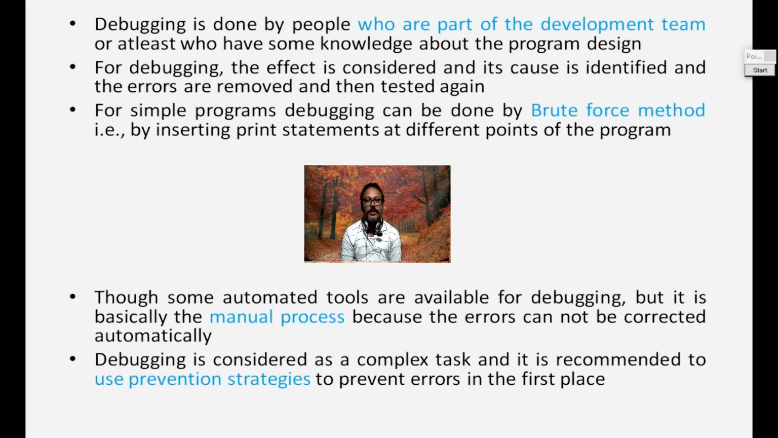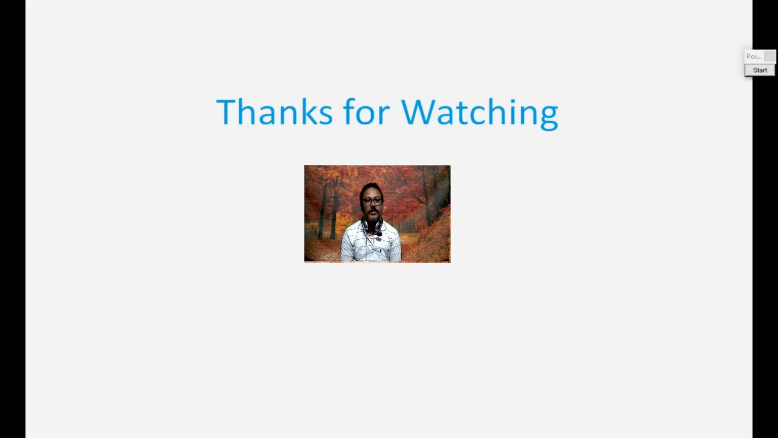So as discussed previously, debugging is done by people who are involved in the development, and it can be done by the brute force method. It can be done by inserting different print statements. So it is done manually. Debugging is considered a complex task, and it is recommended to use prevention strategies. So how do you reduce the complexity of debugging? By writing the program correctly. Ensure that you write the program correctly.